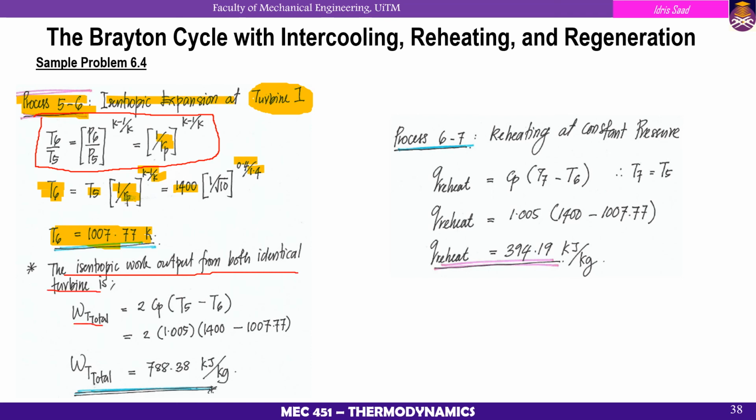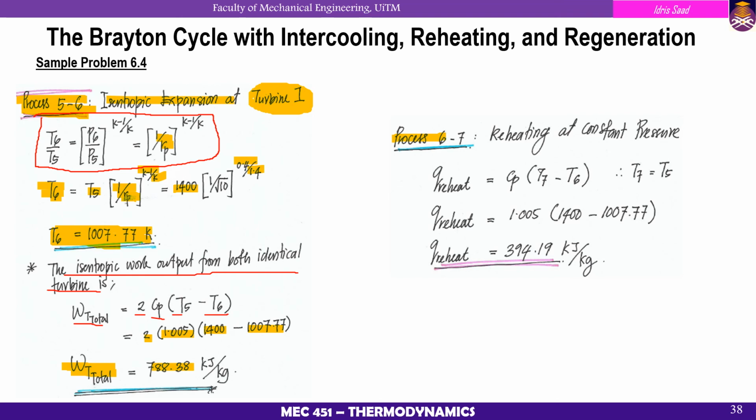So we can calculate the total work. We know there are two turbines, so 2 multiplied by Cp (T5 minus T6). This is just to simplify the step because we already know the values. Now we can get 2 multiplied by 1.005 multiplied by (1400 minus 1007.77). Then the total work at the turbine is equal to 788.38.